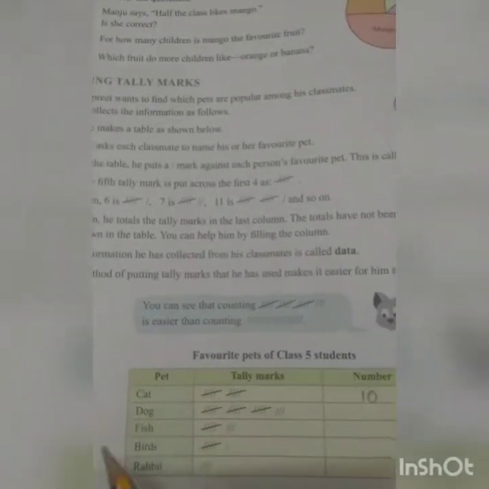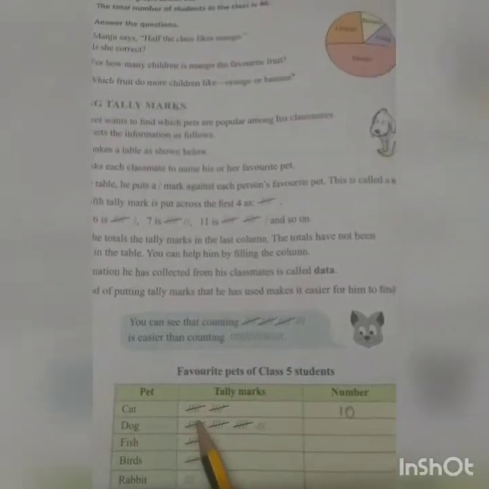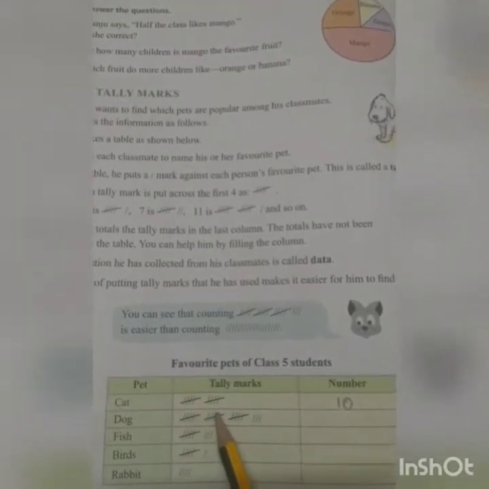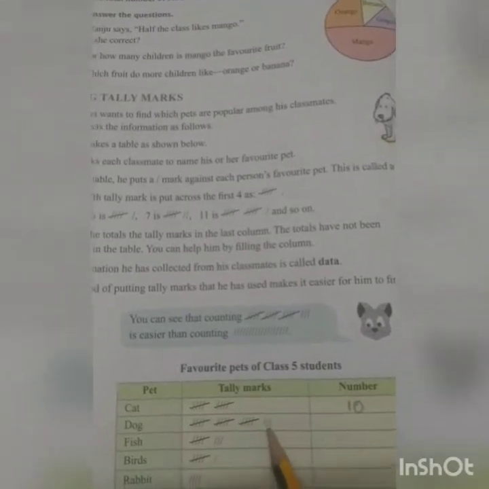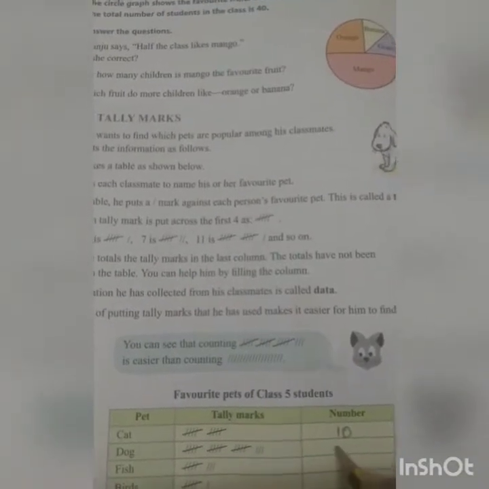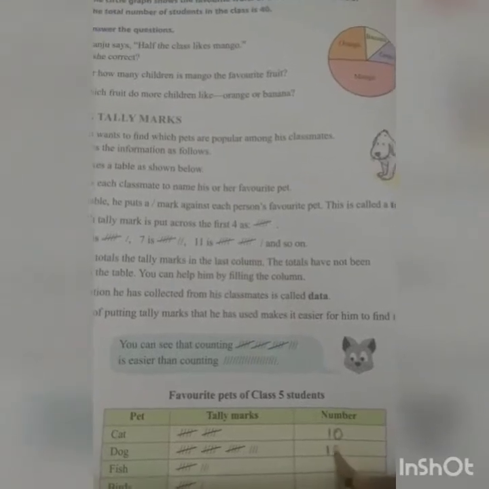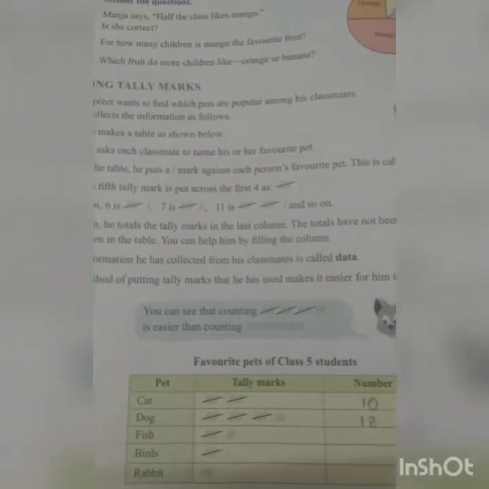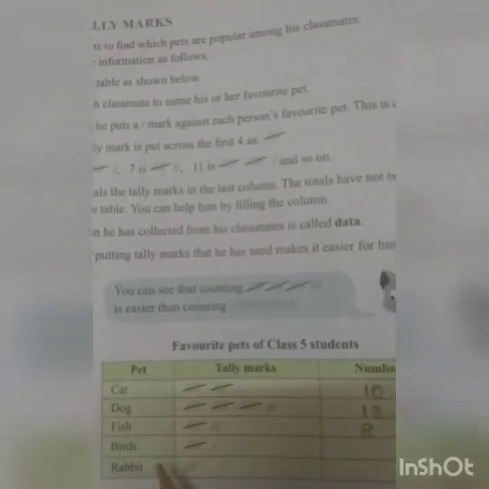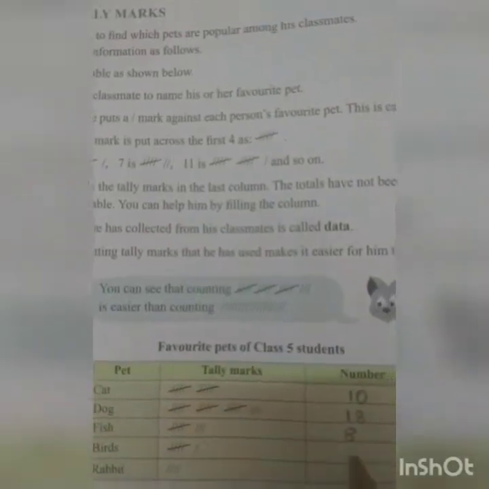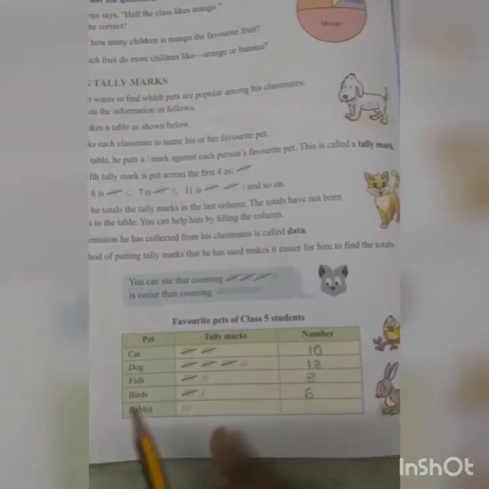Then how many students like dog? 5. Again 5. So 5 plus 5, 10. Again one more 5, 15. Then 16, 17, 18. So 18 students like dog. Then fish. 5 plus 3, 8. Then birds. How many students? 5 plus 1, 6. Then last one, rabbit. How many?